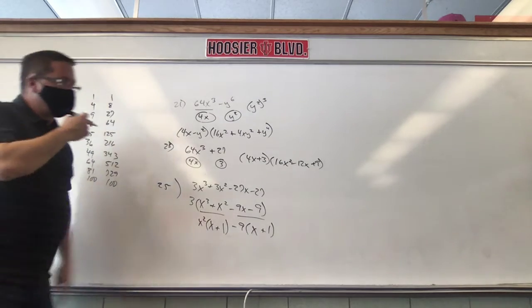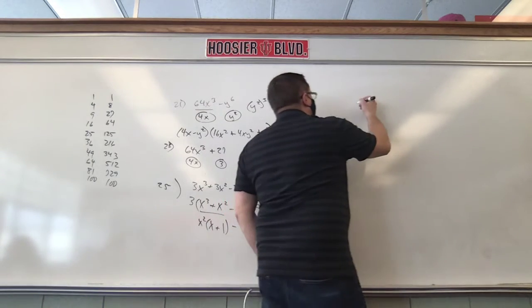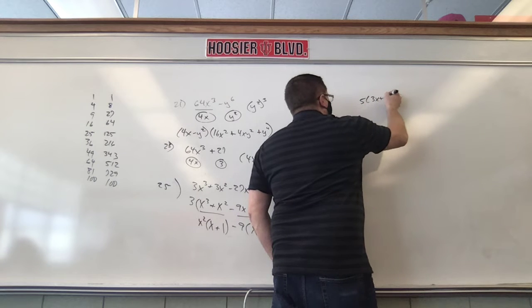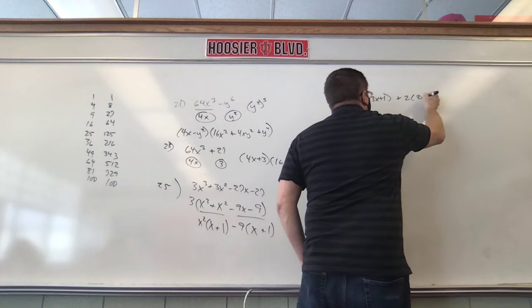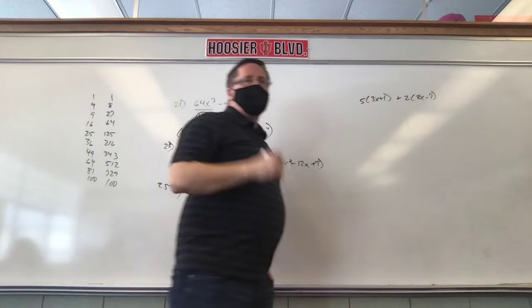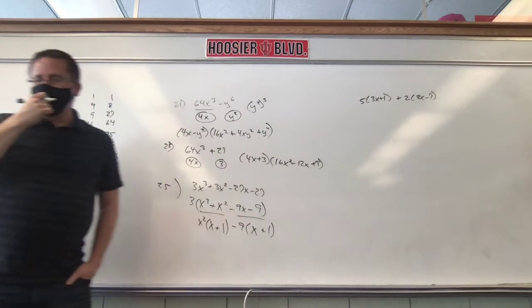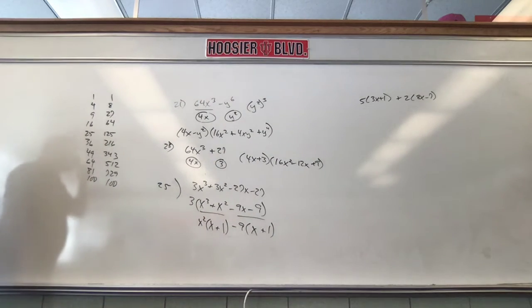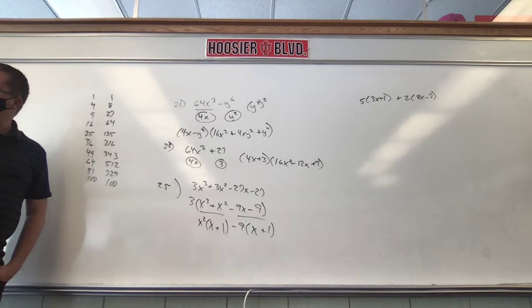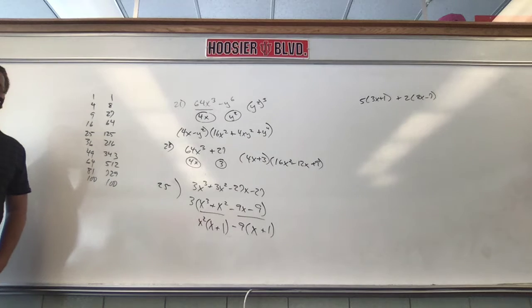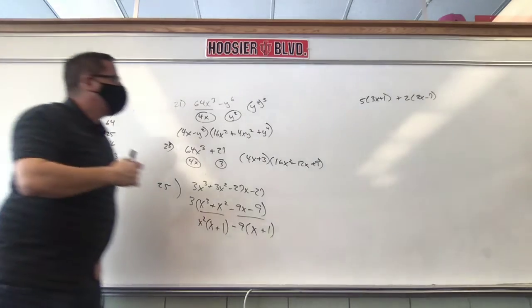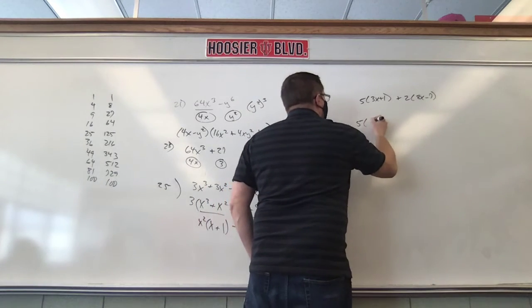Now let's put this question on hold. If I gave you this right here, if I asked you to simplify that, what would you guys do? What do you do if you have a number sitting next to parentheses? Distribute, and then you'd combine like terms, okay? But what if I gave you this?